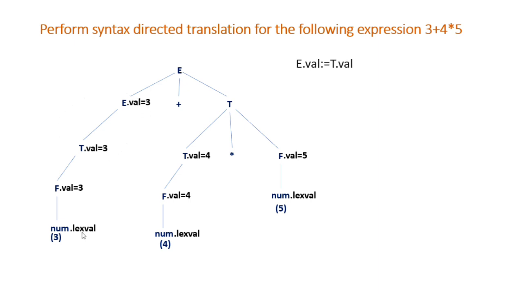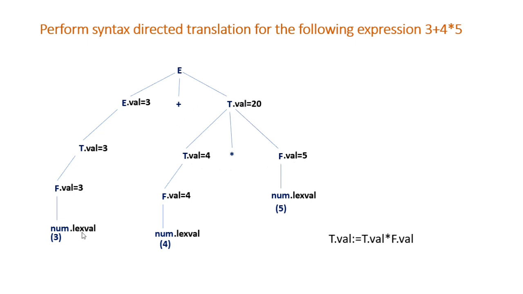Now we try to evaluate this tree. It is associated with the semantic rule t.val = t.val * f.val. That means t.val and f.val are multiplied together and the result is stored in t.val. So here t.val is 4 and f.val is 5. So 4 into 5 will be 20. So t.val will be 20.